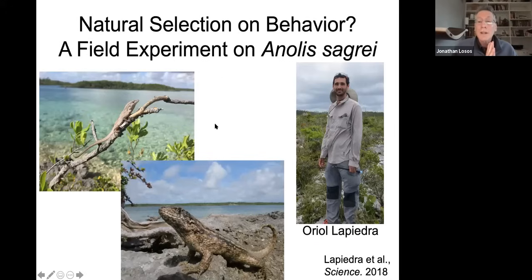The first study was by Oriol Lapiedra, a fabulous scientist, now back in his native Spain, who was interested in, is there any selection on behavior on these islands?